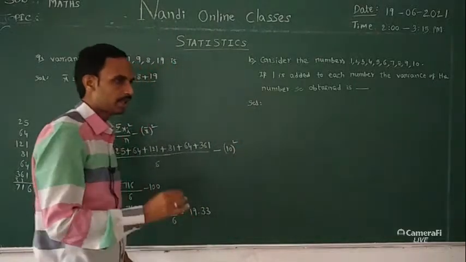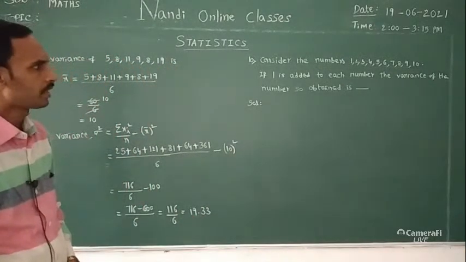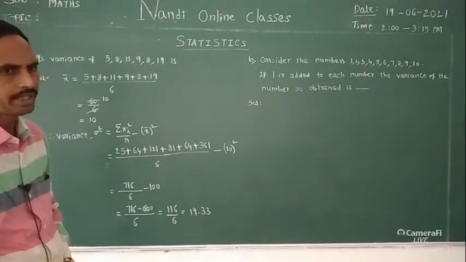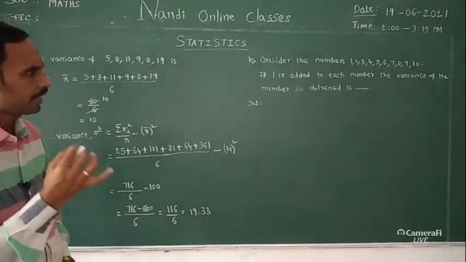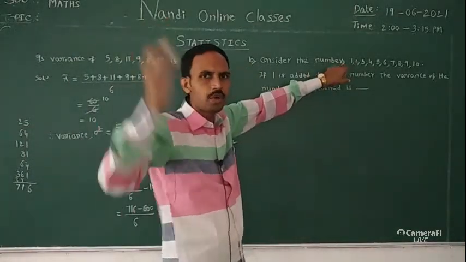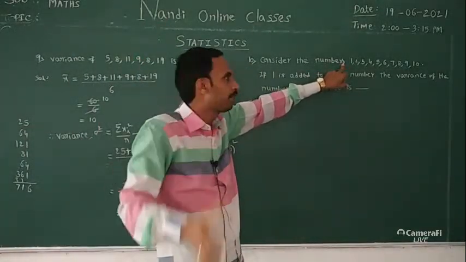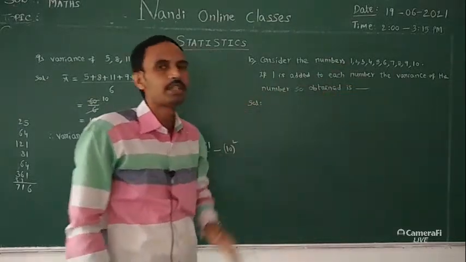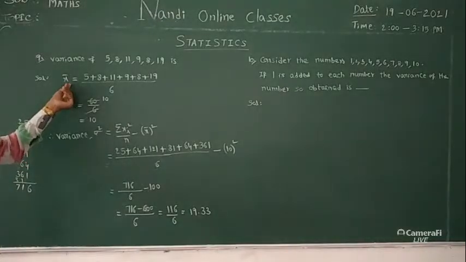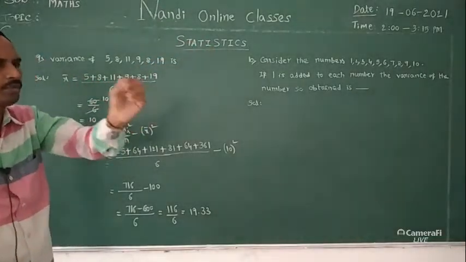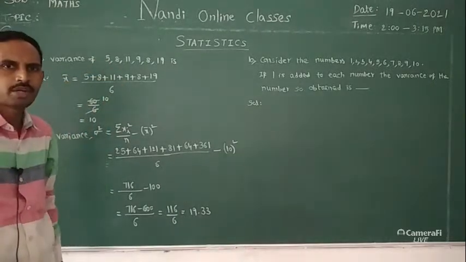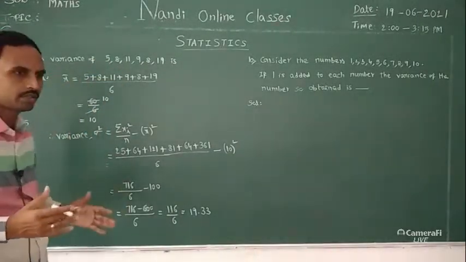Okay. Solution. Understand the question. Consider the numbers 1, 2, 3, 4, 5, 6, 7, 8, 9, 10. If 1 is added to each number, each observation is increased by 1. What is the variance of those numbers? You can apply this method, no problem. First add 1, you will get 2, 3, 4, 5, 6 and so on up to 11. Each number is increased by 1. You can find the mean and variance like that.